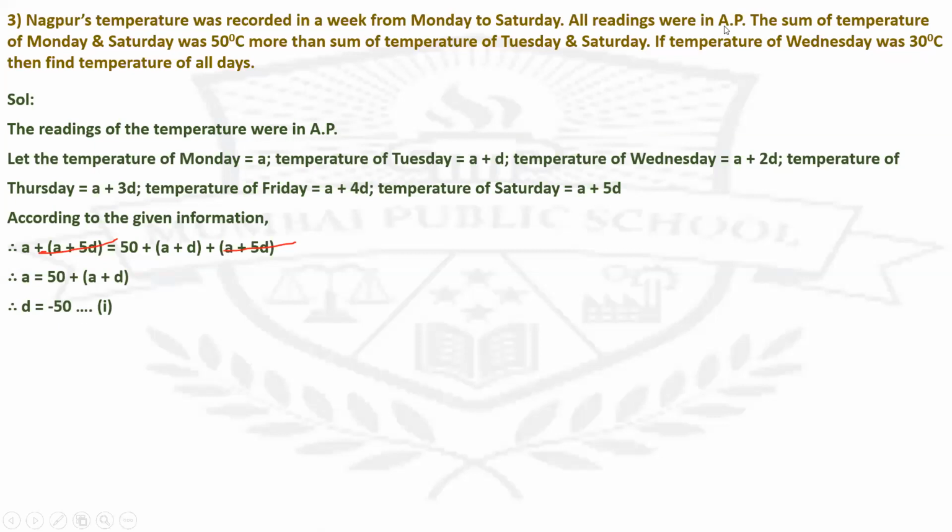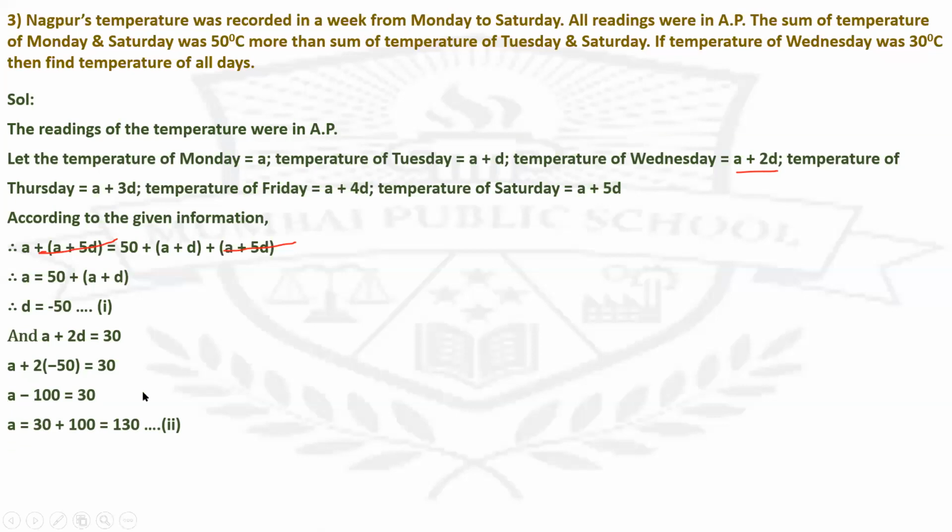If you've got value of D as minus 50, check the next important condition. Wednesday equals 30 degrees. So what is Wednesday? A plus 2D. So A plus 2D equals 30. Substitute D as minus 50. So you'll get A plus 2 into minus 50 equals 30. So A minus 100 equals 30. Understand? So value of A is 30 plus 100, because minus 100 when it goes to the other side becomes plus. So that is 30 plus 100, that is 130.